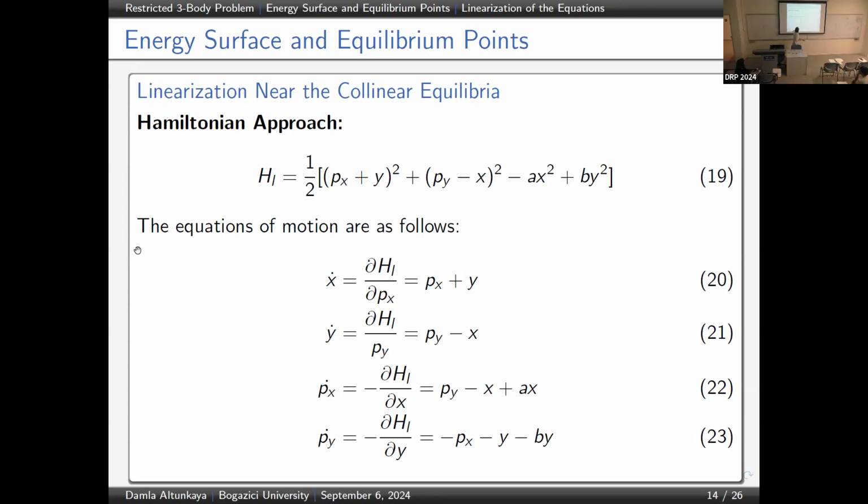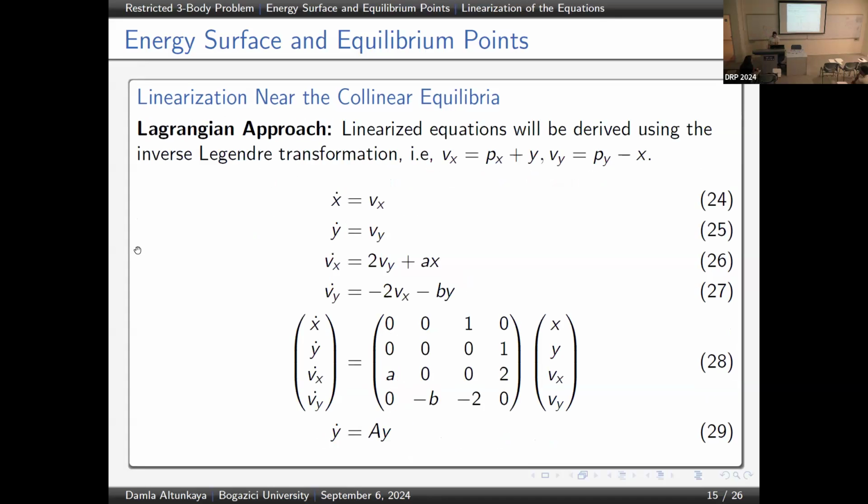This is the most important part, I think, in terms of the mathematics of the 3-body problem. You have a second order differential equation and you want to solve it so that you can get the trajectories of the celestial bodies. So you have to linearize the whole system. First, we will use the Hamiltonian approach, and then we will use the inverse Legendre transformation to get the Lagrangian approach.